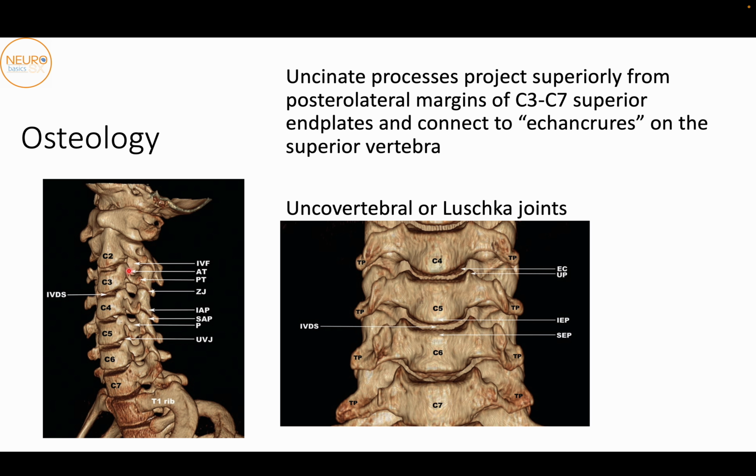So these arise from the superior end plates and they connect to something known as the echancrure on the superior vertebra over here. So there will be a small depression on the inferior end plate of the cranial vertebra, and that is where the uncinate process joins to form the uncovertebral or the Luschka joints. Now these joints help to limit lateral rotation and also help to stabilize this entire spine. So this is the echancrure on the inferior end plate, and this is the uncinate process on the superior end plate.